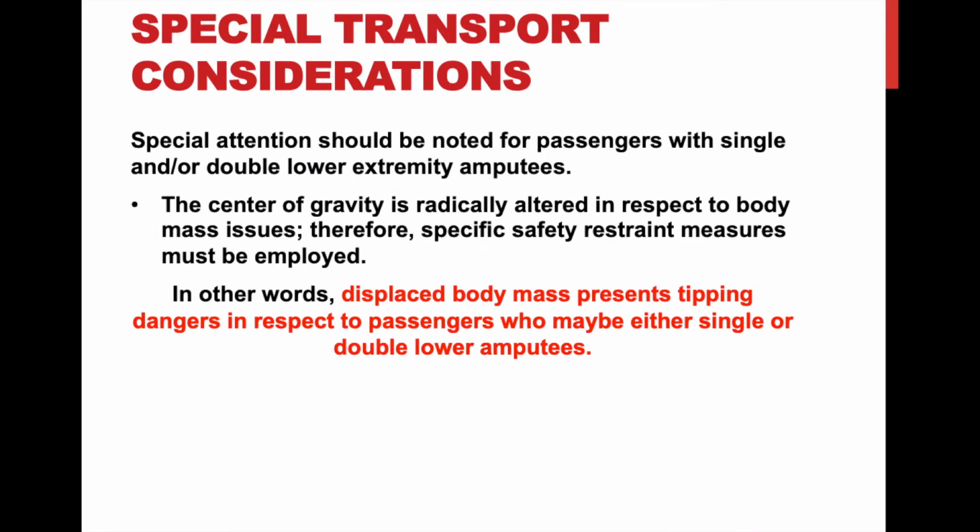So there are some special considerations that you need to take into account with wheelchairs in general. Special attention should be noted for passengers of single or double lower extremities that have been amputated. So if a patient has an amputated extremity, we're looking at an affected center of gravity. That center of gravity has changed, and the restraints for that patient will also change in order to keep them upright in the vehicle and safe for transport.